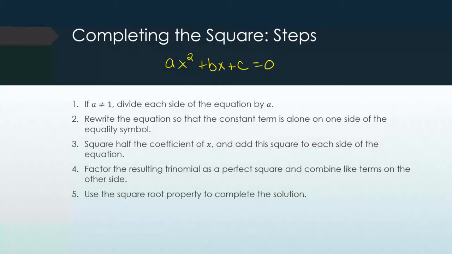Then step 2 is to put your constant, what you have without a variable, to the right side. That way everything that has a variable is on one side, everything that doesn't is on the other side. Then we do the magic trick where you take half of the coefficient of x, square it, and then add that to both sides. And then once you've done that, you factor, and then you take square roots to solve. So we're manipulating this into something that we can then solve.